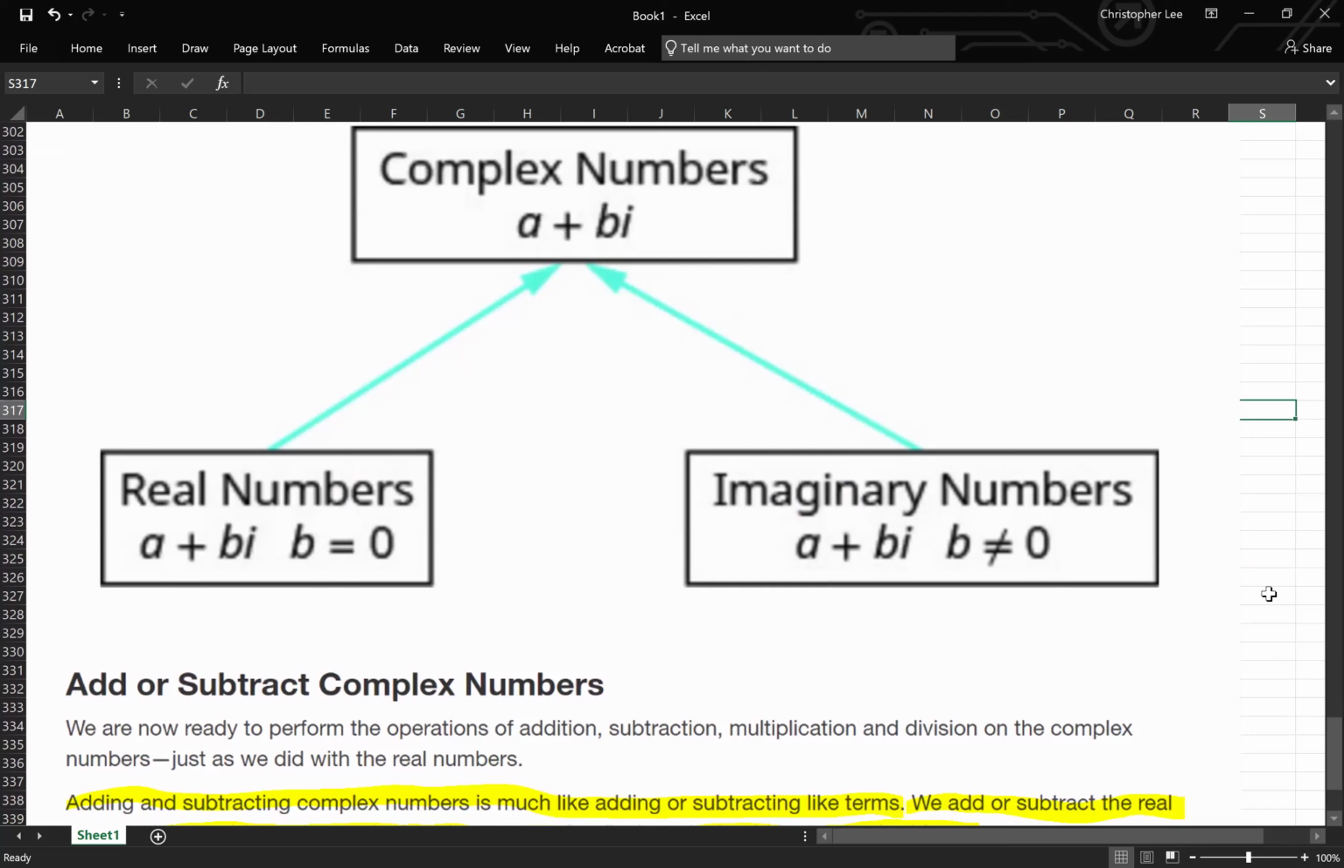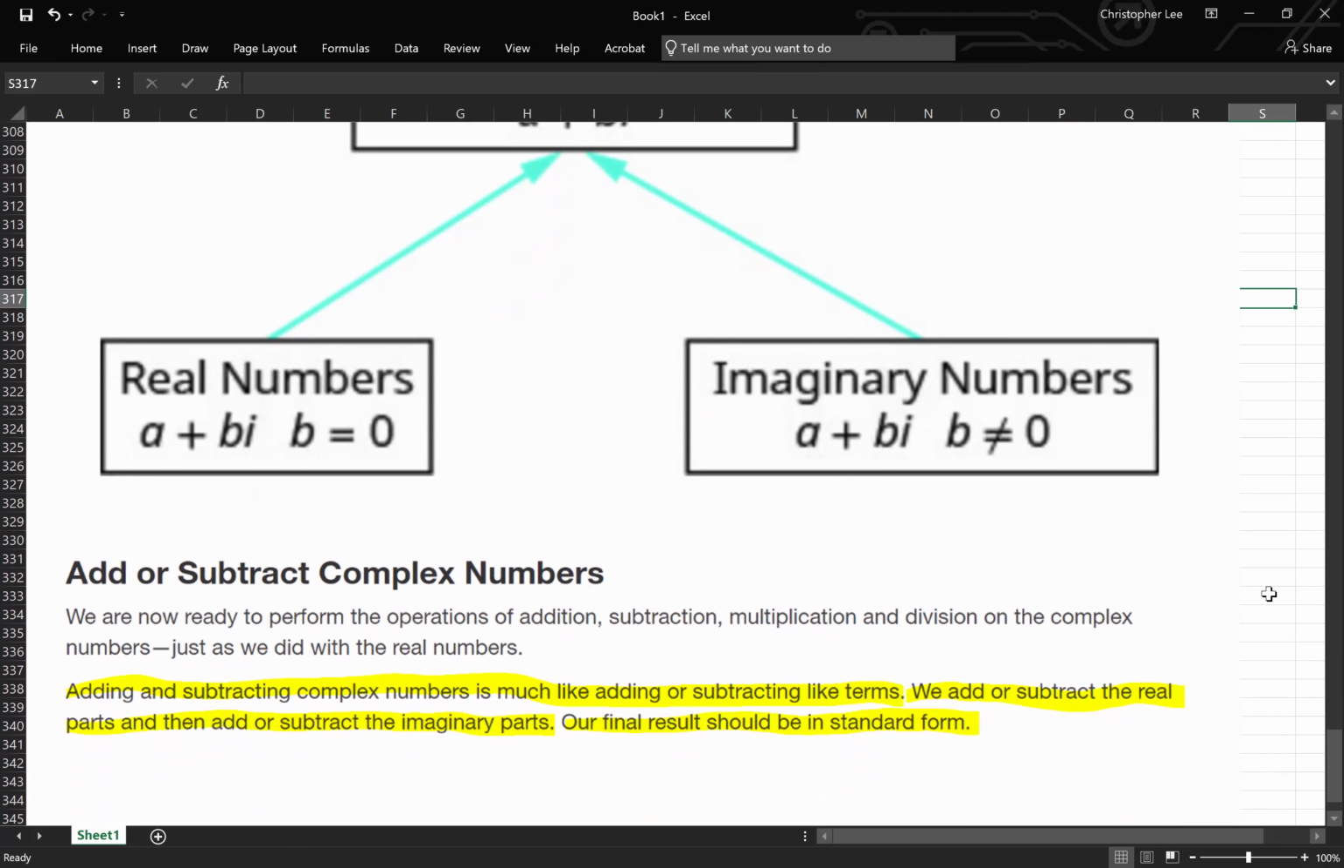So next we're going to talk about how to add or subtract complex numbers. We're now ready to perform the operations of addition, subtraction, multiplication, and division on complex numbers, just as we did with the real numbers. All right? So adding and subtracting complex numbers is much like adding or subtracting like terms. We add or subtract the real parts and then add or subtract the imaginary parts. Our final result should be in standard form. Okay. So real with real, imaginary with imaginary. Think of it like that.